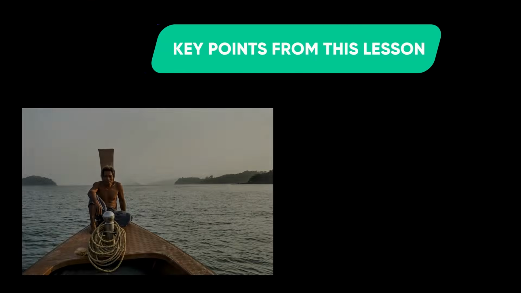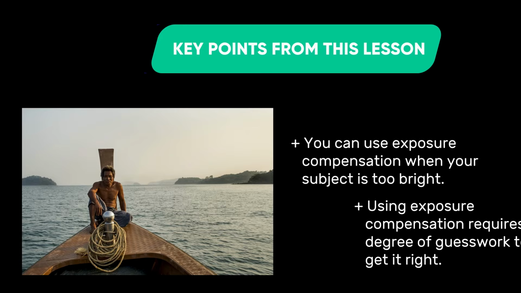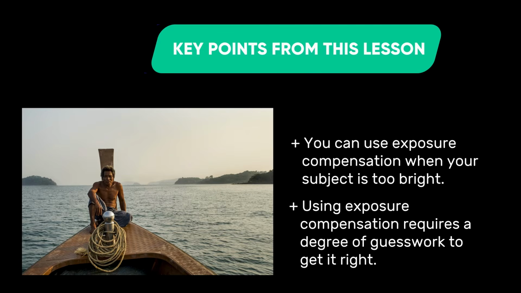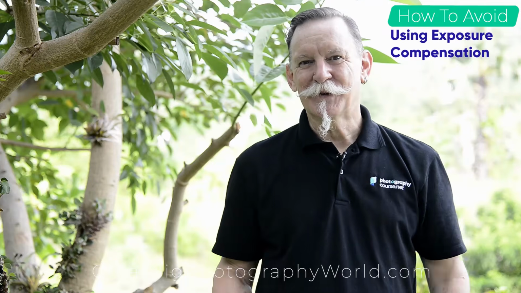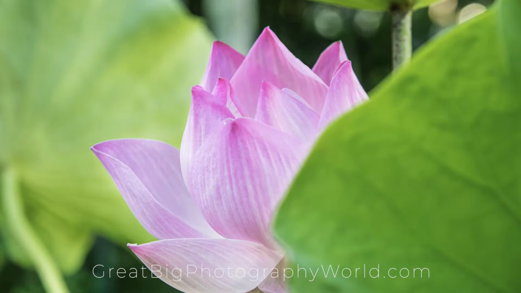Key points from this lesson are: you can use exposure compensation when your subject is too bright. Using exposure compensation requires a degree of guesswork to get it right. In the last few lessons we looked at exposure compensation, and in this lesson I'll teach you some techniques about how you can avoid having to use it. By choosing the right location to take your photos and composing them carefully, you can avoid using exposure compensation.